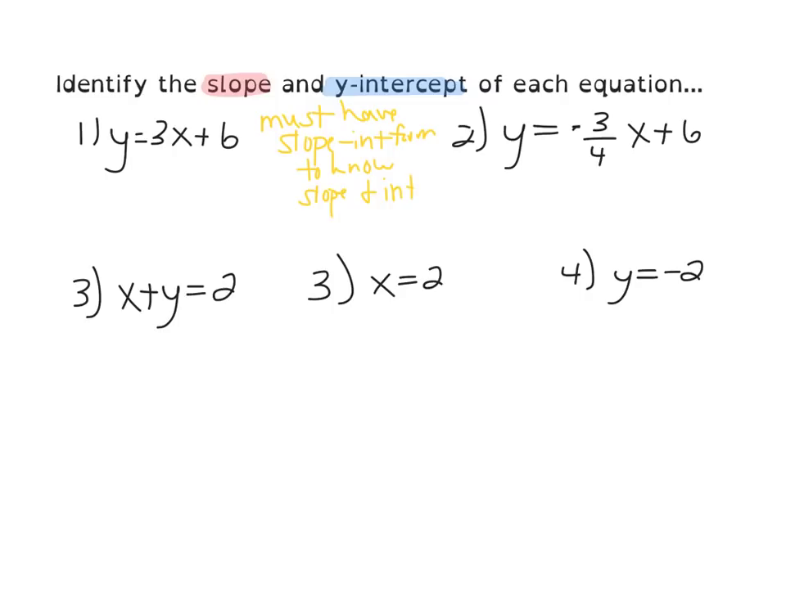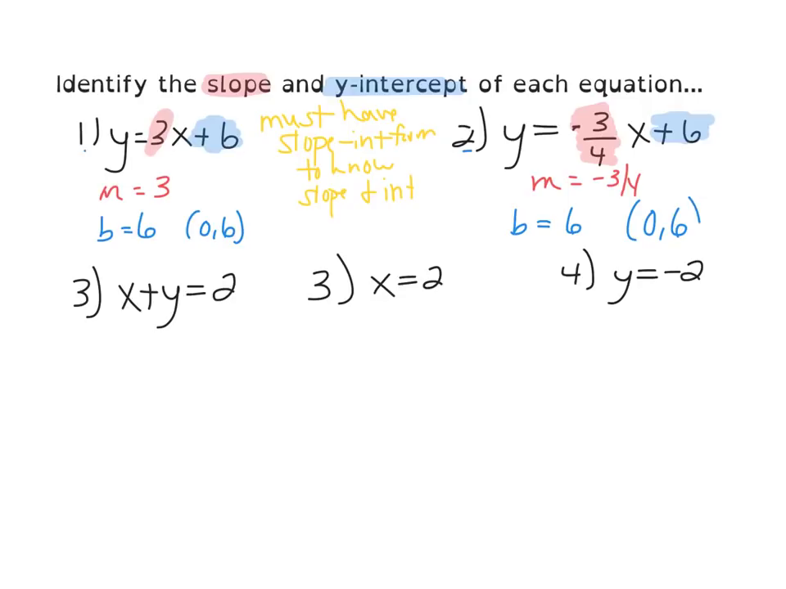So like the first two examples, number 1 and number 2, we can see that they are in slope-intercept form. The y value is by itself, there's a number before x, and then a number after x. Because these are in slope-intercept form, we are able to identify the slope and the y-intercept. So the slope here is 3. The slope at number 2, the number before x, is -3/4. The y-intercept of number 1 is 6, so the point is (0, 6). On number 2 here, the b value, which is our y-intercept, is also 6, so the y-intercept is the point (0, 6).